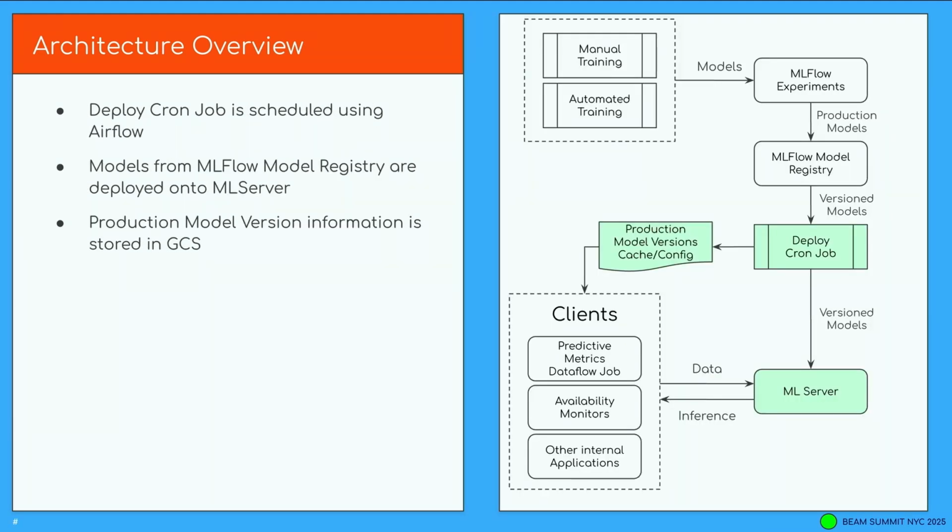And once we have the production models, there is a cron job which essentially syncs whatever models are tagged for production and deploys them onto MLServer. We'll talk a little bit about what MLServer is in this presentation. But essentially, all our production models are loaded into state within this, and then they're ready for any of the external services or other clients to actually make inference calls. And the cron job also writes a cache to maintain the current version of the model that's tagged as production, so that all the downstream clients know where to route the request to which version of the model.